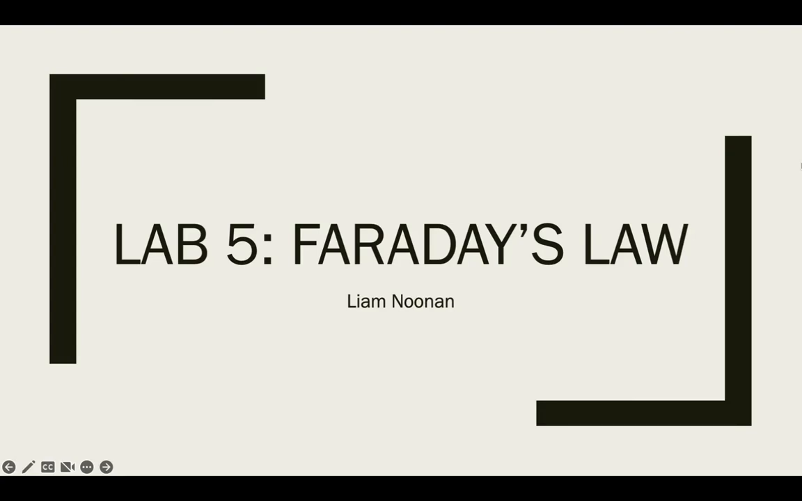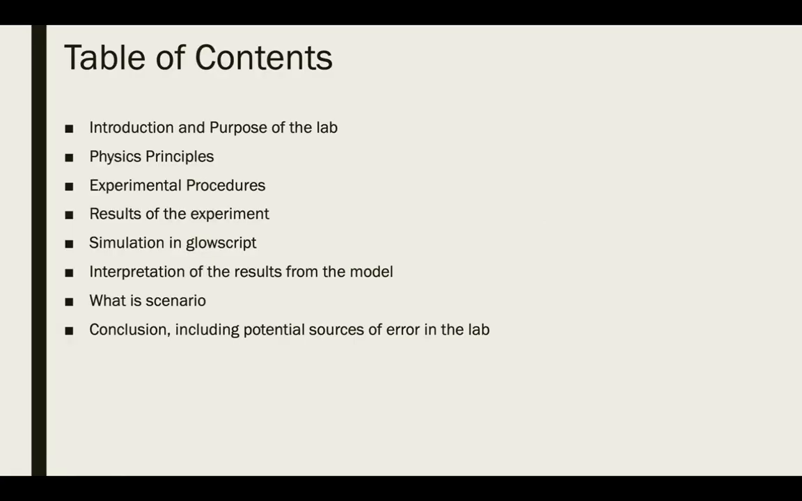This is Lab 5. Here's a table of contents for what will be discussed in the lab. We'll have an introduction, then our physics principles used, look at our experimental procedures and its results, and then we'll view the simulation in GlowScript, interpret these results, go to the what-if scenario, and end with the conclusion, including potential sources of error.